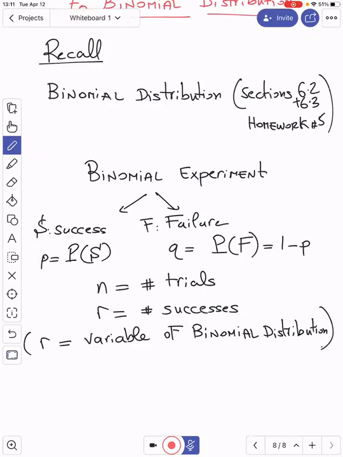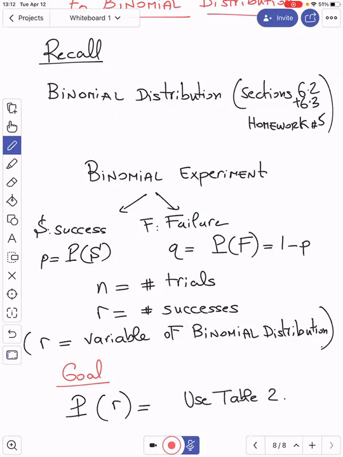Right? And of course, the goal here is to compute the probability that the number of successes is equal to R. So we need to find this probability of R. We said that to find the probability of R successes, we can use this table number 2.